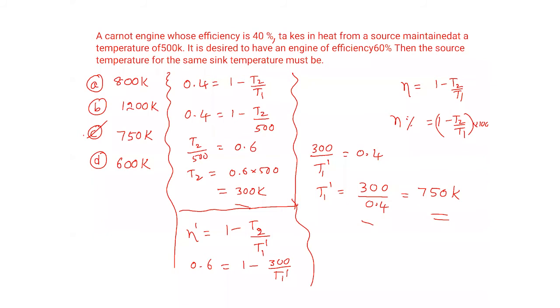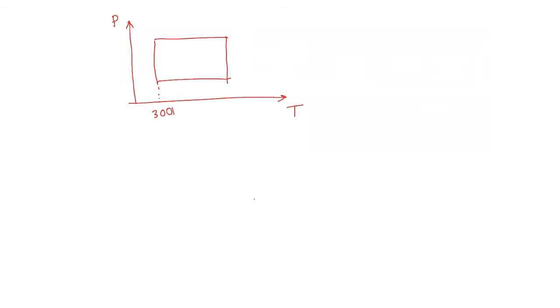Okay. Next question. There are 3 questions for the same diagram. This is the diagram. This is P in Pascal, this is V, this is T, temperature. It's not a PV graph, this is a PT graph. This is 300 Kelvin. This is 500 Kelvin.